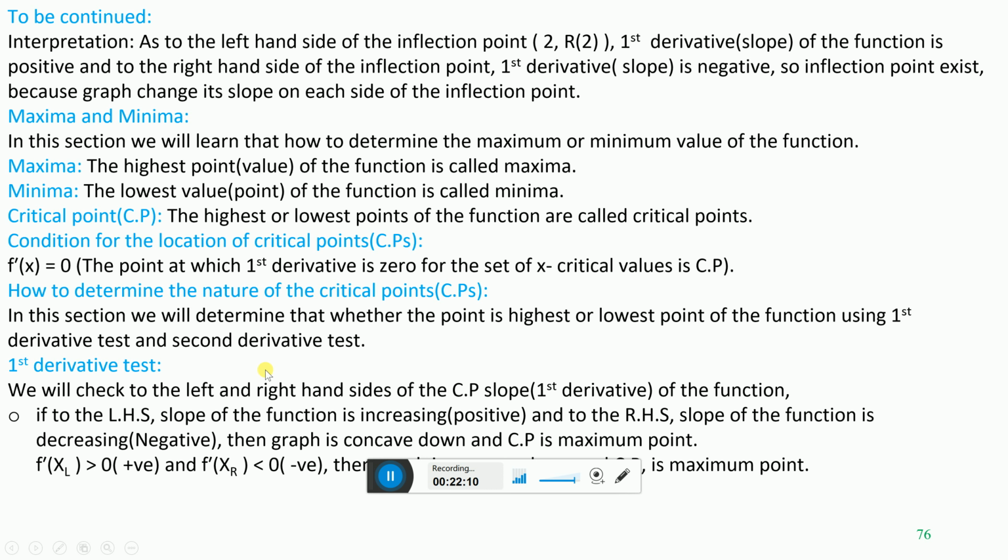First derivative test. In the first derivative test we will check the slope of the function to the left of the critical point and to the right hand side of the critical point. If the function is changing its slope, meaning to the left the slope is positive and to the right hand side of the critical point the slope is negative, then the graph is concave down and the point is called the maximum point of the function.